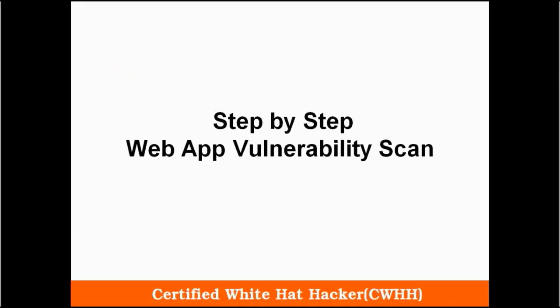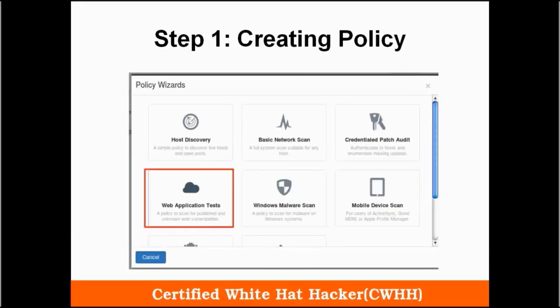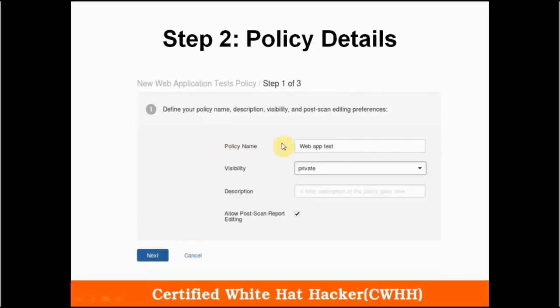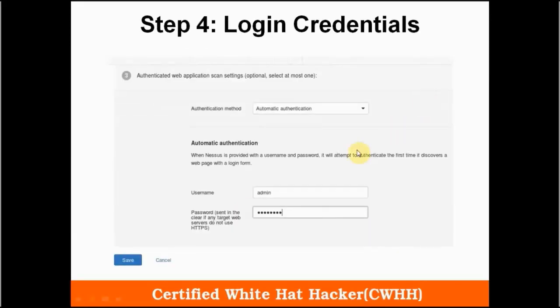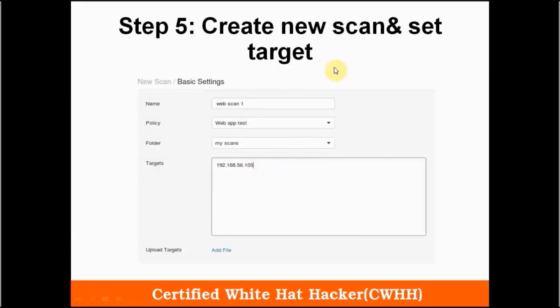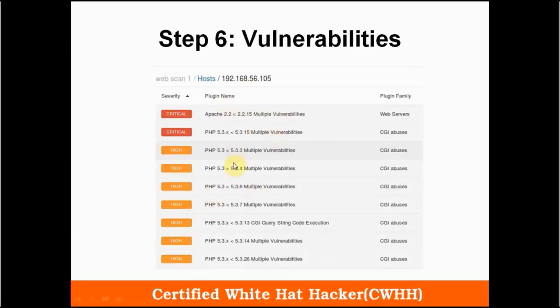So let's look at the step by step of a web vulnerability scan. Again you create a policy, but now you choose web application tests, and you give a name for it, and then you give the complexity of it, less complex or more in depth, and based on that it will take longer for more in depth. And you can also give the login credentials for the website, and you can create and then you give new scan, and then you give the IP address of whatever you want to scan, and you can see it's again listing the different vulnerabilities. So you can see there are some high vulnerabilities, there's some very critical vulnerabilities over here.